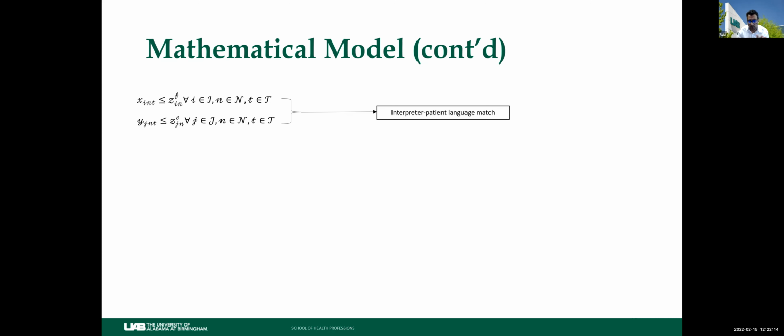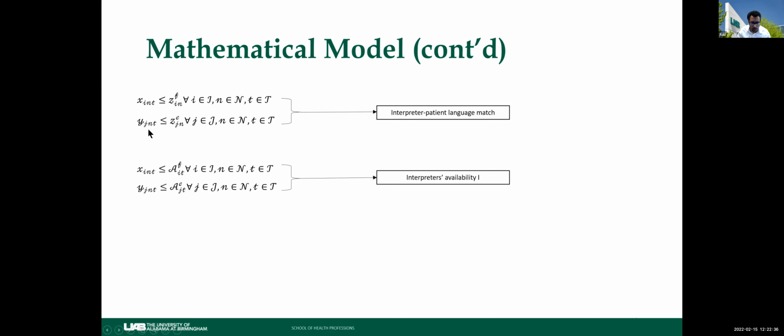Every interpreter has to be assigned to the right patient. So we created a matrix that represents the language, and then we need to match this matrix with the assignment of interpreters. So whenever we assign those interpreter X's, which are the full-time interpreters, to a patient, they have to be matched. And then the same applies for the agency or part-time interpreters.